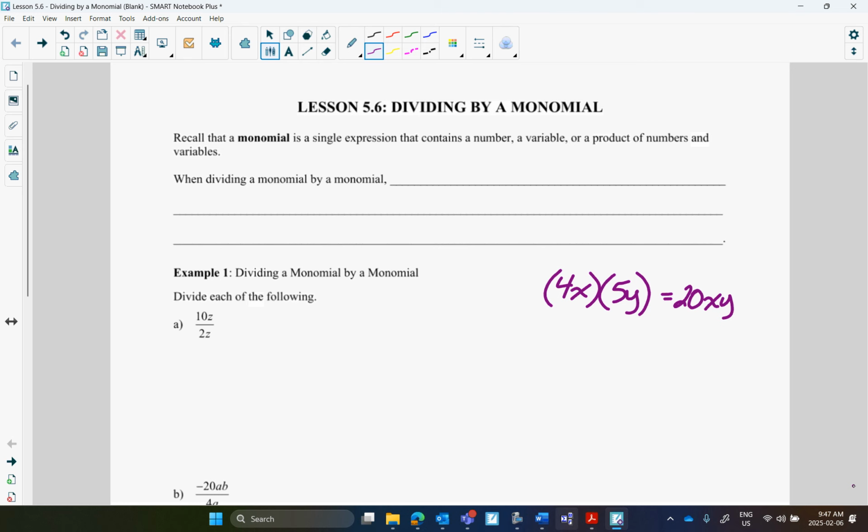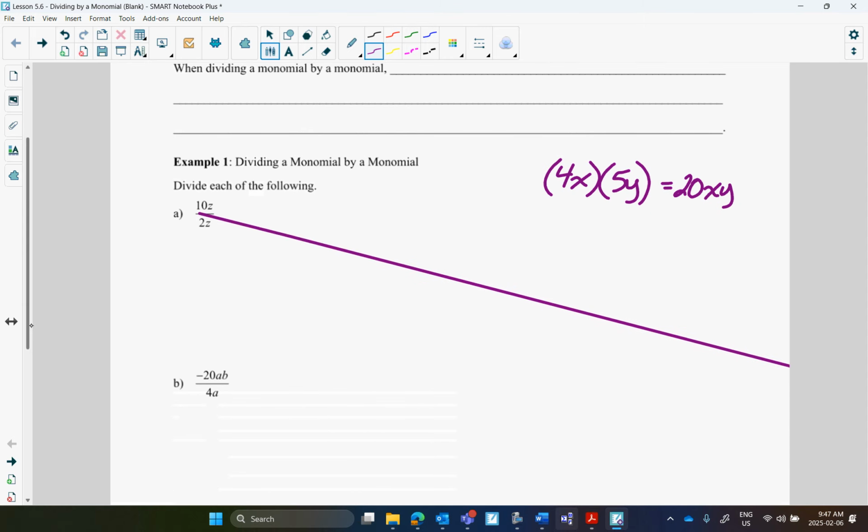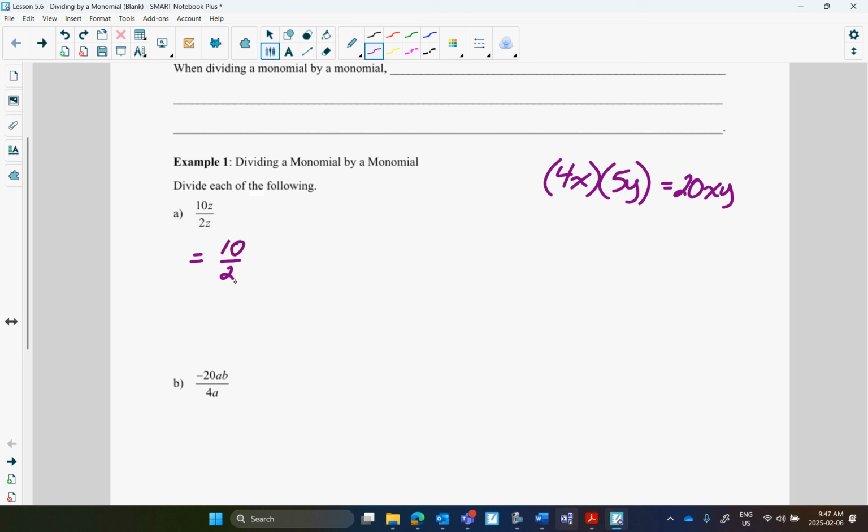Dividing is the inverse of multiplying. So if you think about it, what would you do to the coefficients here? The numbers in front. What did you do to them, Zara? We just divide them. Yeah, and you divide them. So we divide 10 by 2. And then we can divide z by z. And remember, those are being multiplied together. So I just kind of split it up.